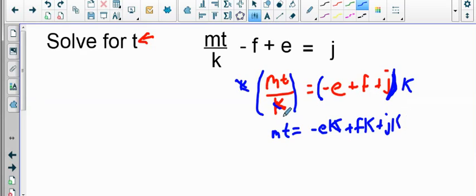All right, so I still have to get that t away from that m while they're multiplying. How do you undo that? With division, dividing out the m. Now I could go through here and divide every term by m, which would be fine, or I can divide the entire side by m, which is what I'm going to do. These two cancel, and I end up with t is equal to negative ek plus fk plus jk all over m. And that's how you do that.